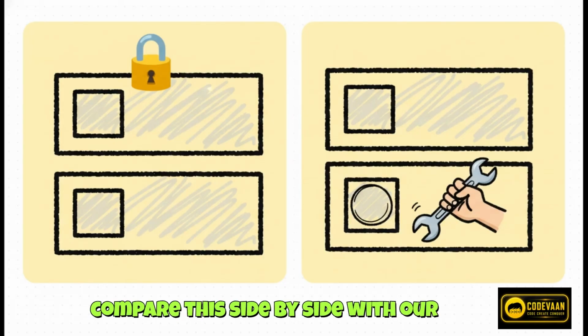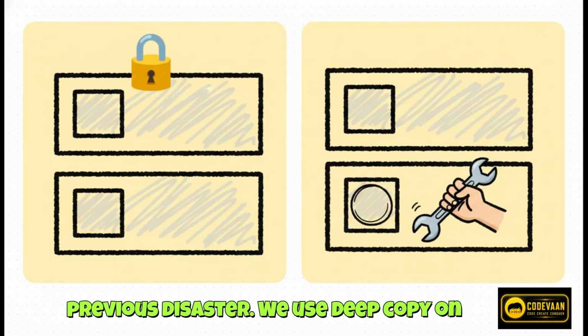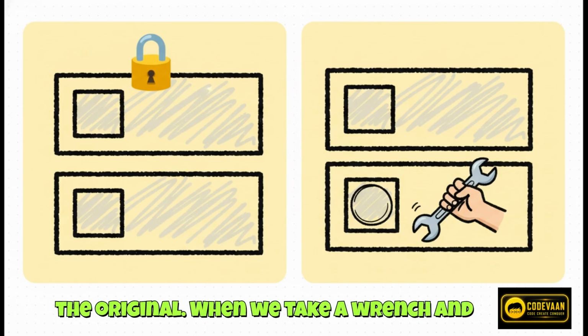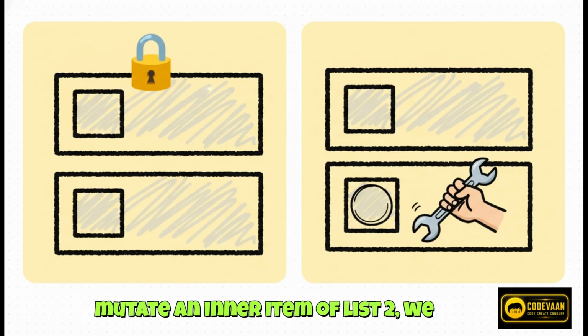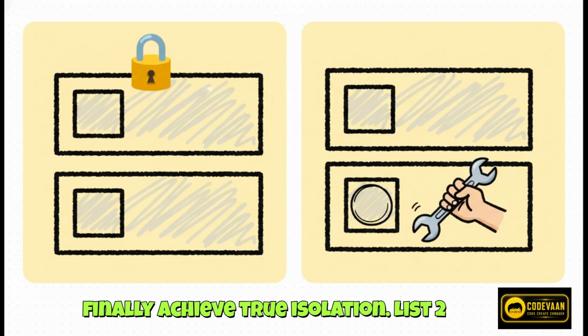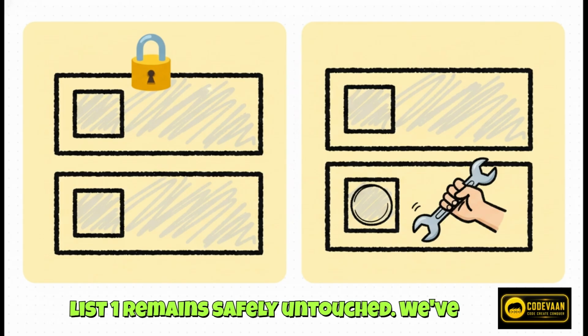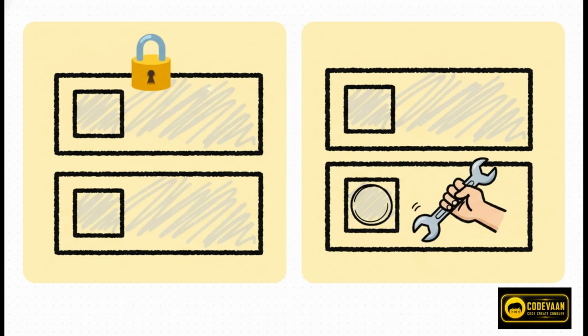Let's compare this side by side with our previous disaster. We use deep copy on our nested list, effectively locking away the original. When we take a wrench and mutate an inner item of list 2, we finally achieve true isolation. List 2 successfully updates, and our original list 1 remains safely untouched. We've completely prevented the data corruption error.